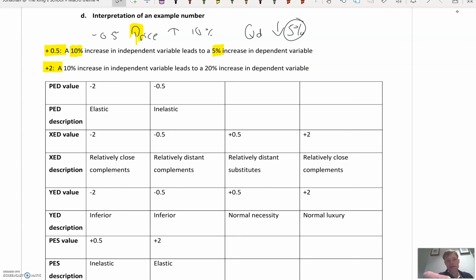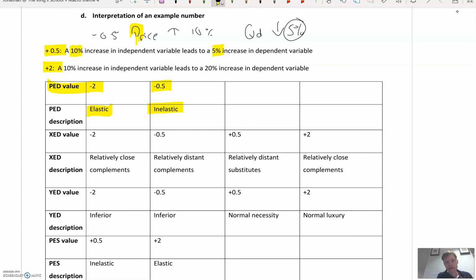For PED, you've always got a negative set of numbers. And so really all you're going to be talking about is elastic, a responsive relationship, and inelastic, a less responsive relationship. You're not going to talk about positive numbers because we assume that as the price goes up, the quantity demanded doesn't go up. It always goes down.